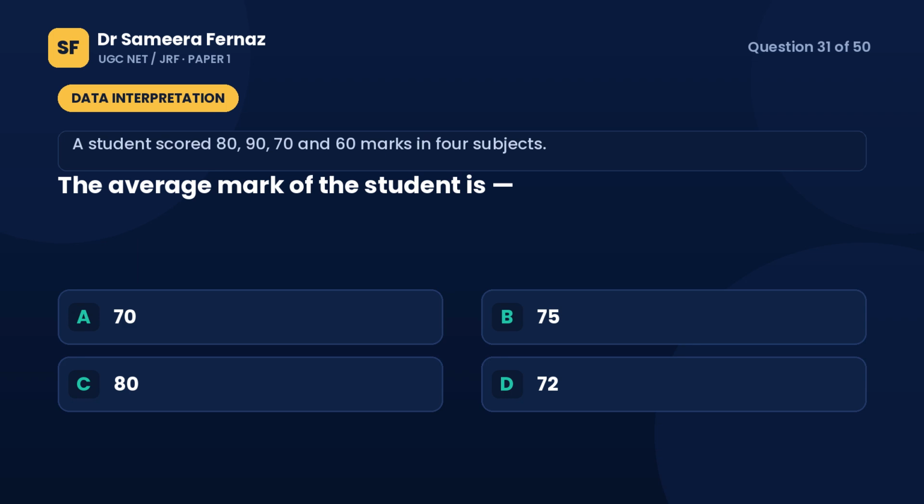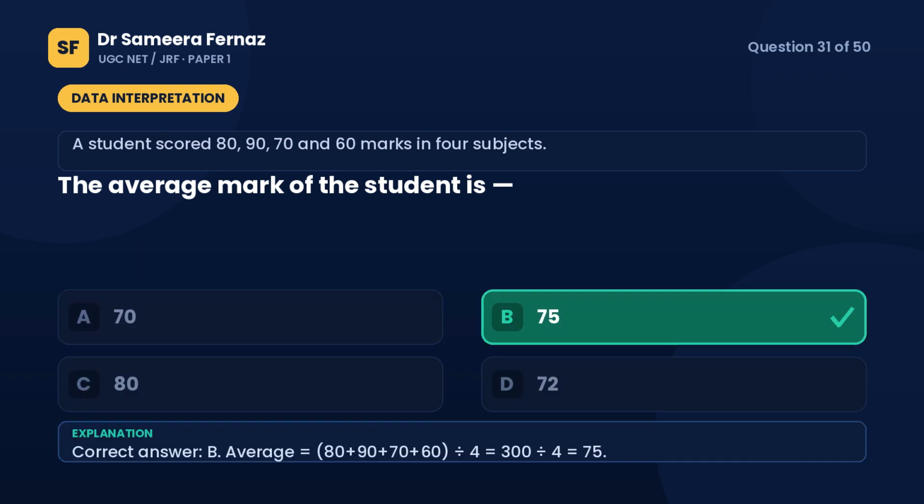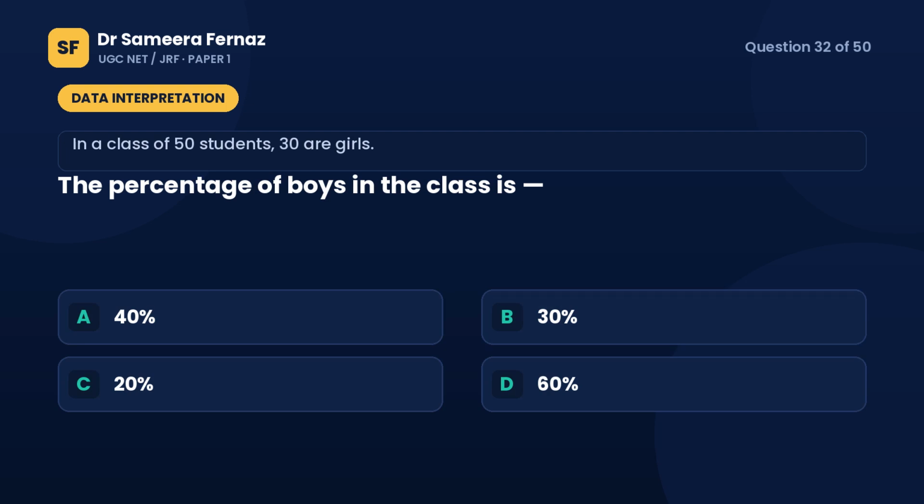Question number 30. Logical reasoning. Cat becomes DBU when each letter moves one step ahead, so what does dog become? So the answer is EPH, D to E, O to P, G to H.